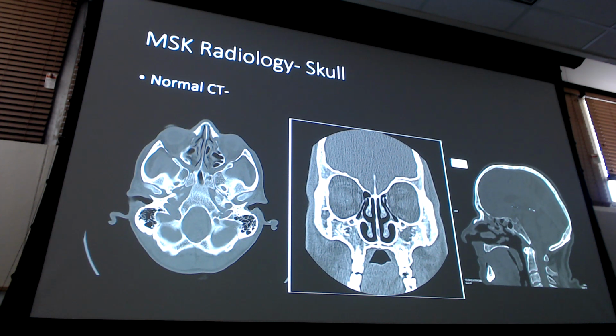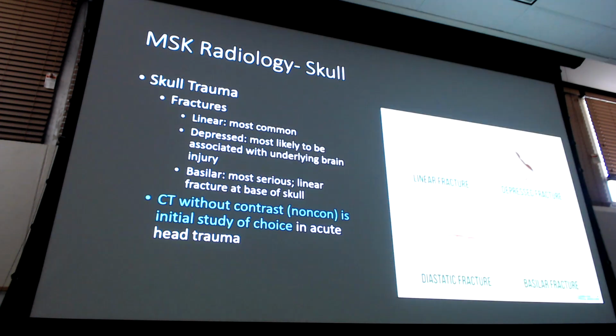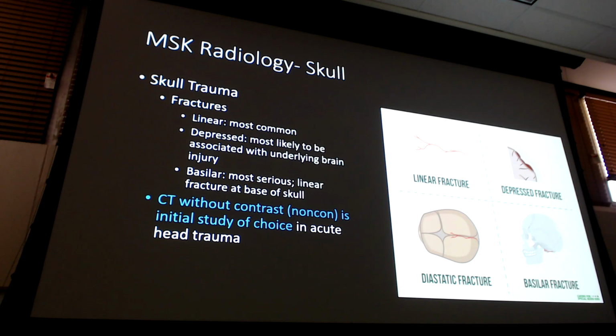So if I'm concerned, you're probably going to get an x-ray first. Why? Because it's easy, it's quick, it's not a big deal. But your CT is where you're going to go for these facial bone concerns or these brain or skull issues. Right? So here's the different kinds of fractures you can have.